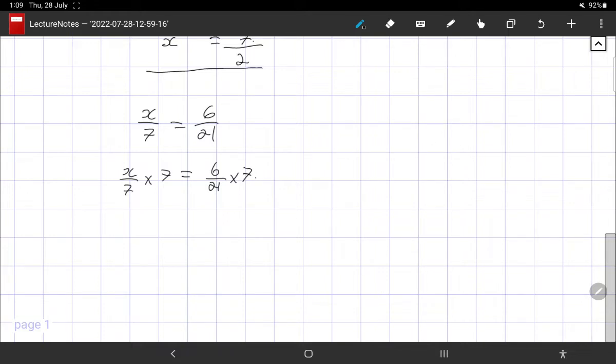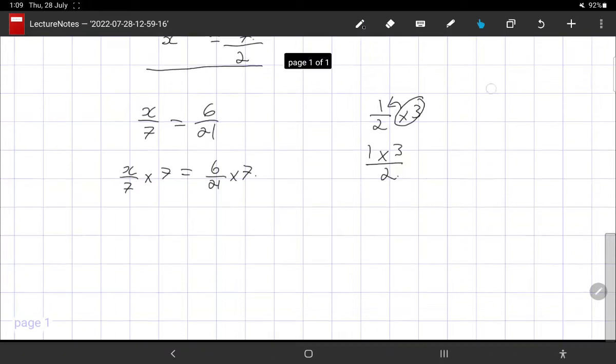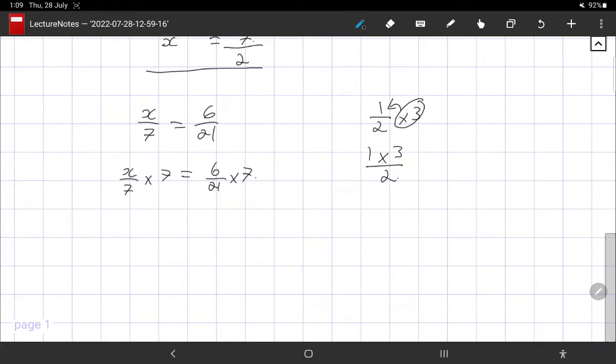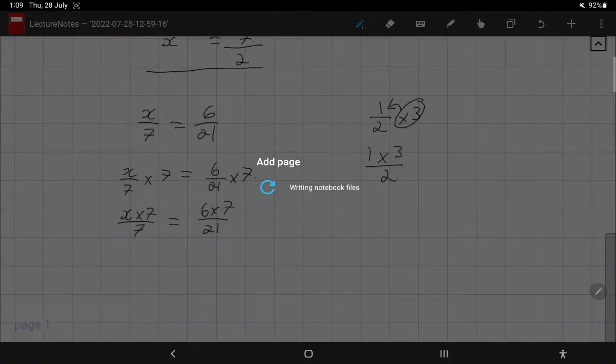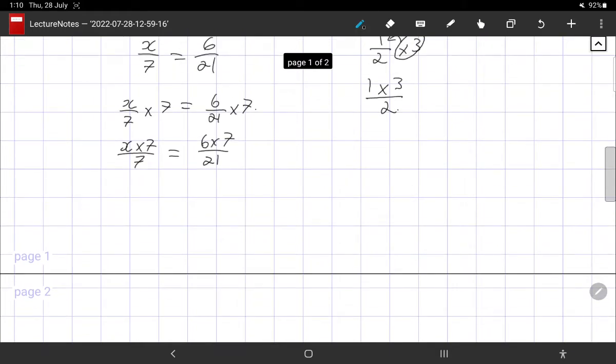Now, whenever you have a fraction, for example, 1 over 2 times 3, this can go straight into there. What do I mean by that? Well, we can do 1 times 3 over 2. So let's apply this same method into this equation. X times 7 over 7 equals 6 times 7 over 21. What else can we do? Well, let's simplify it. 7 times 7 and then divide by 7 cancel each other out, so we just have x left. 6 times 7 is 42 over 21.